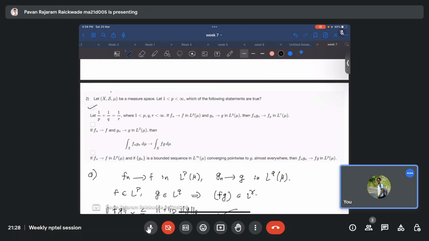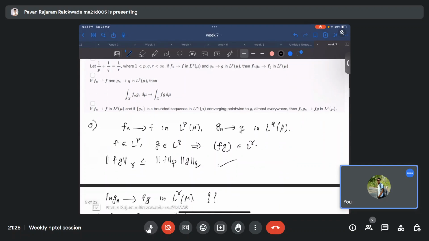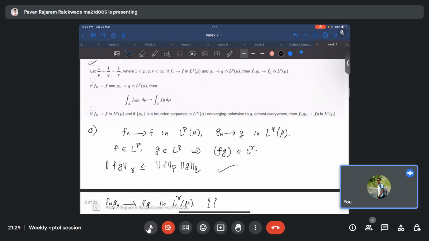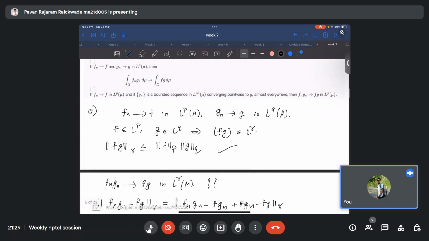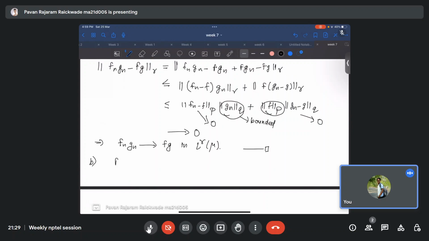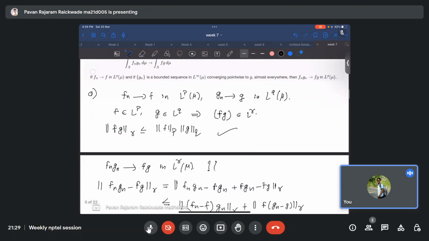The first one is okay. Then the second one, part B, says Fn goes to F weakly, Gn goes to G in the 2 norm, then the integral of FnGn goes to the integral of FG. Let's see. Fn goes to F weakly, Gn goes to G in L2, and that's all. So we want to check the integral of FnGn.